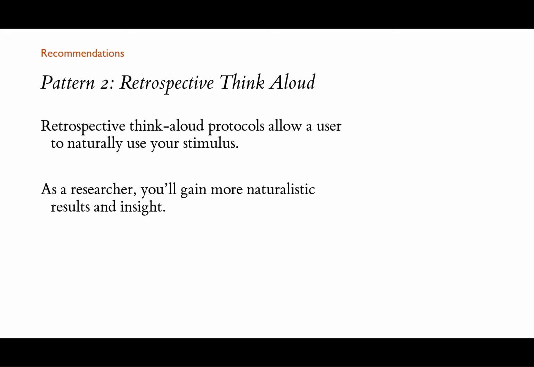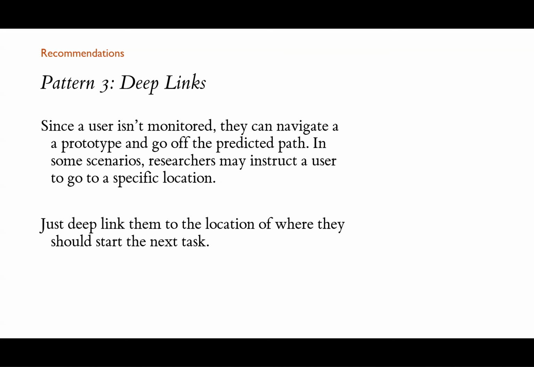A symptom I've seen of over-asking is chunking a big task into half tasks. But you can actually ask that final task end to end, and then ask some of those questions later. This relates to pattern 3, which is deep links. I call them deep links, but they're links specifically to a place in a prototype. Obviously, in unmoderated testing, since a user isn't monitored, they can go off and script a prototype.